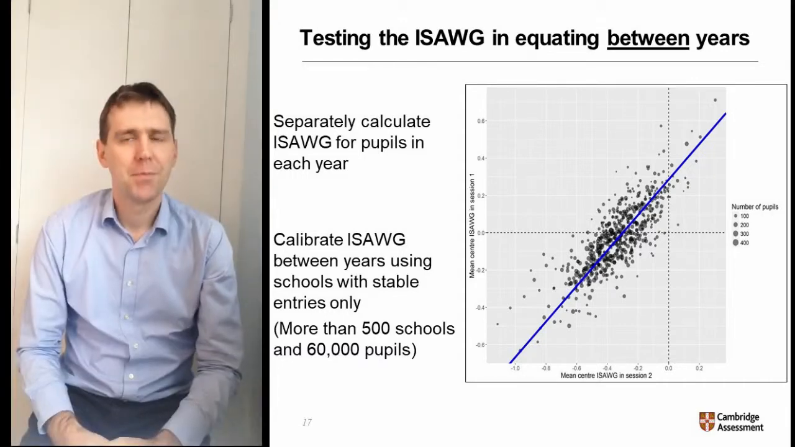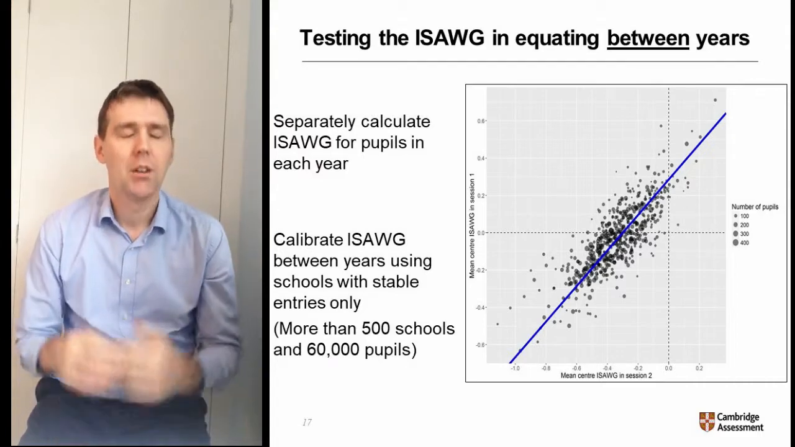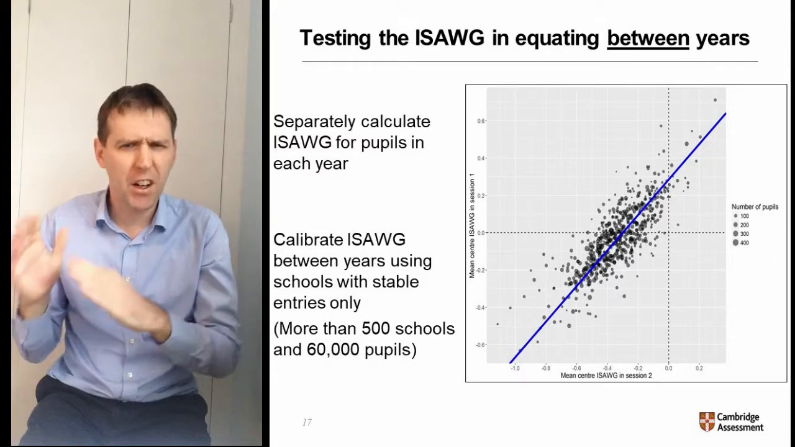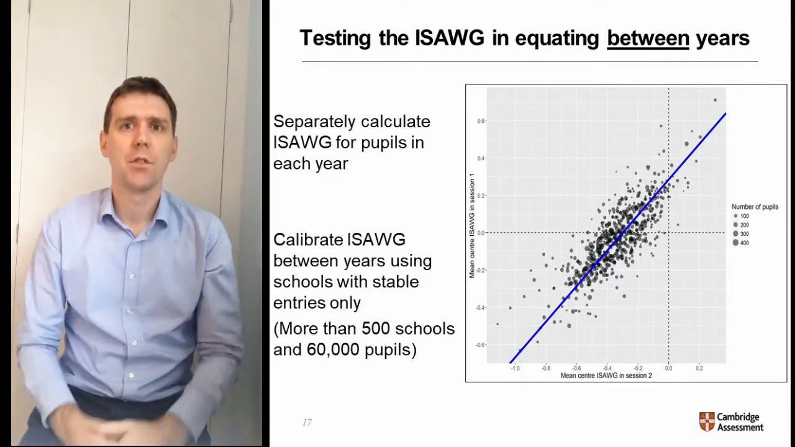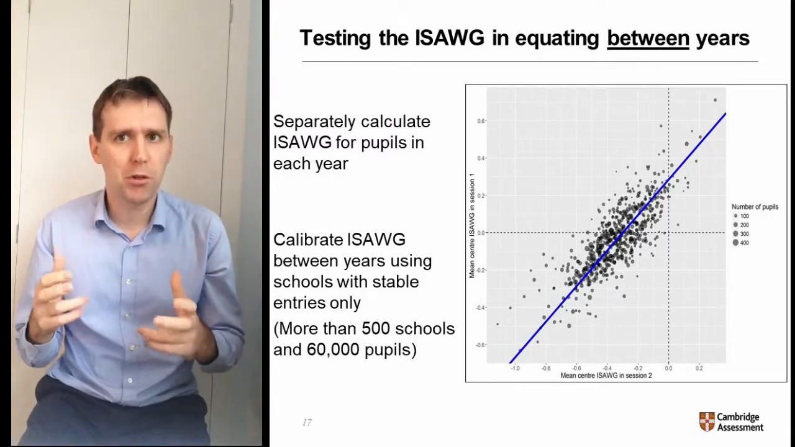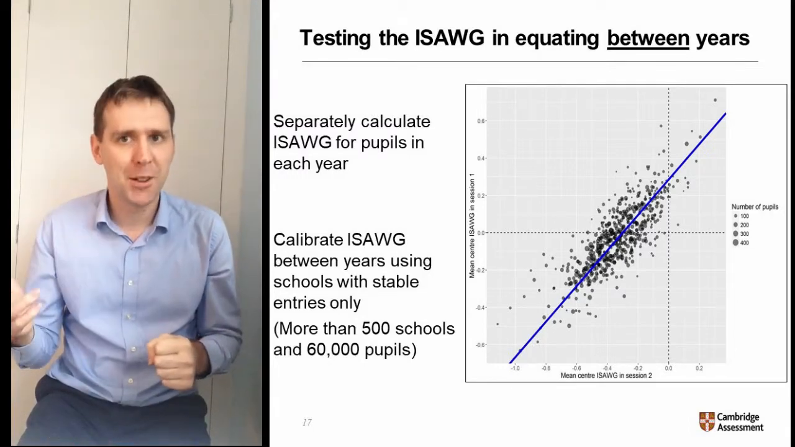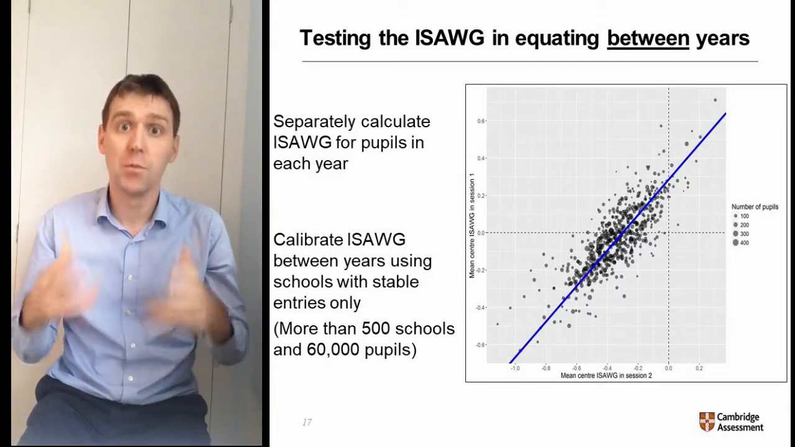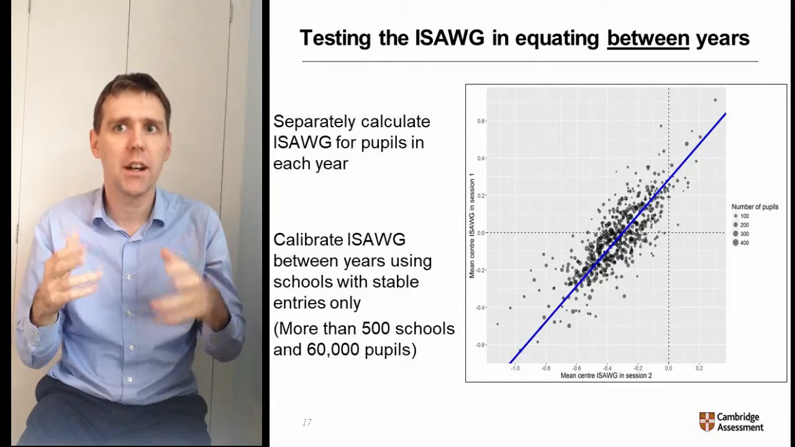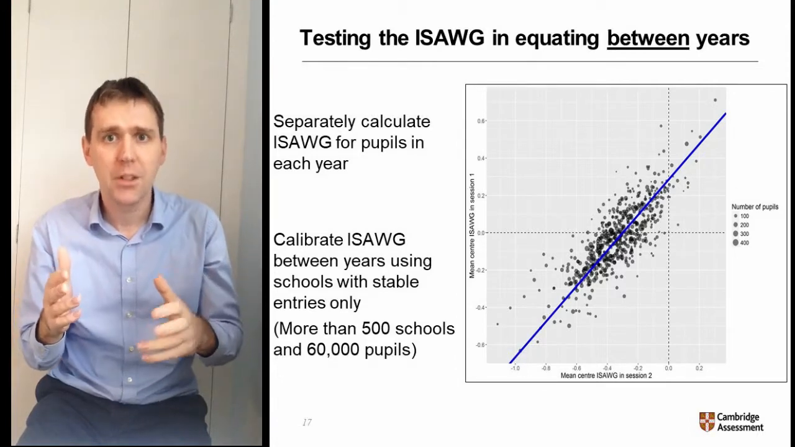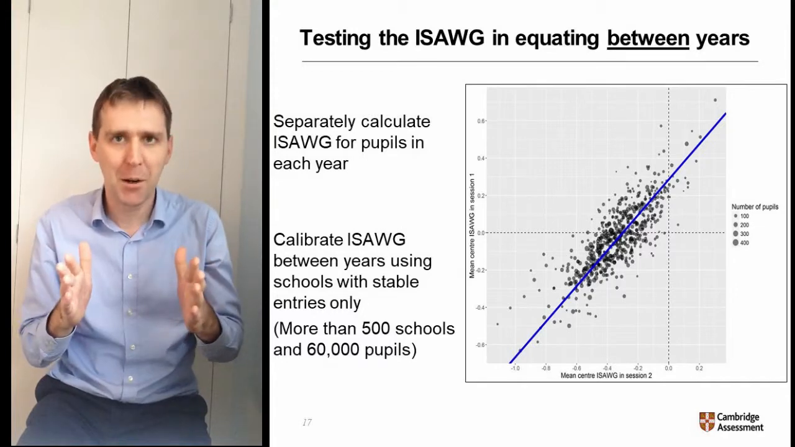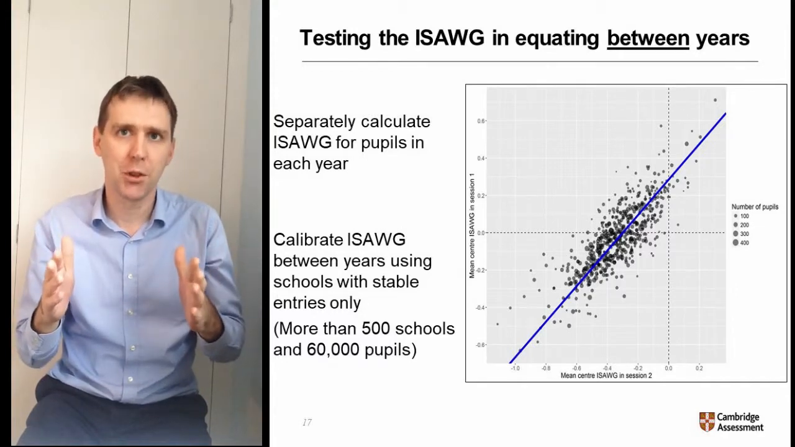To overcome this, we use the principle we talked about right at the beginning. We've pulled all our data together, so we're going to find stability between years somewhere. Specifically, we're going to look for schools who have entered roughly the same number of pupils in Year 1 as they have in Year 2. Stable schools. And we're going to use these stable schools to calibrate the ISORG in Year 1 to the ISORG in Year 2. And then we've made them comparable and we can work as before.